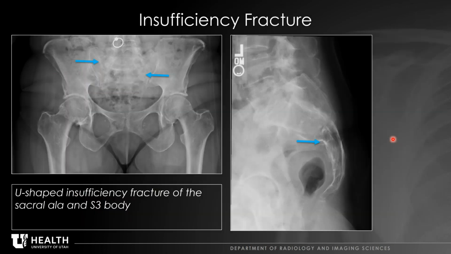A lot of the insufficiency fractures that we see are in the sacrum because there's a lot of weight bearing and stress that goes into the sacrum.